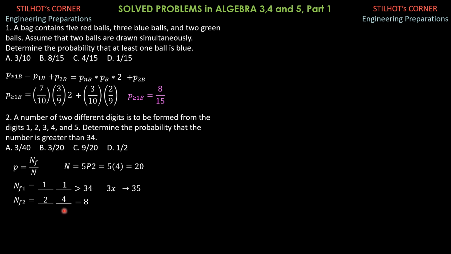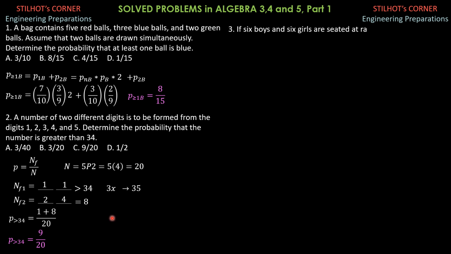Therefore, the total number of favorable outcomes is equal to 1 plus 8. 1 times 1 is 1. That is specifically 35 plus 8. So 9 over 20. So the probability that the 2-digit number with different digits is greater than 34 is 9 over 20.